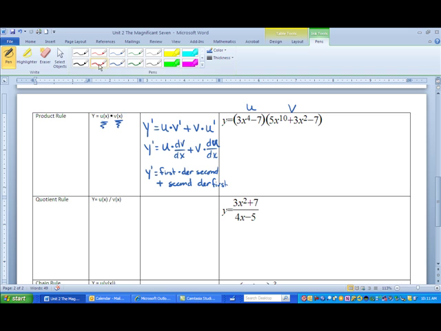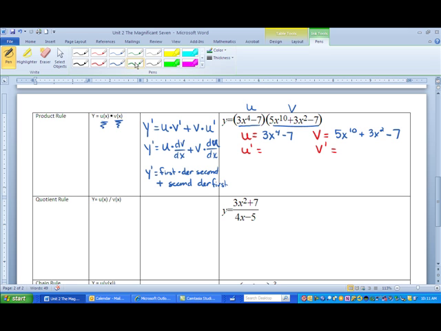Now what some people like to do is they say, okay, what's my u, what's my u prime, what's my v, what's my v prime. And so they set that up each time, and you can or cannot do that. That's fine. So my u is my first little function that's being multiplied, so that's 3x to the 4th minus 7. My v is 5x to the 10th plus 3x squared minus 7.